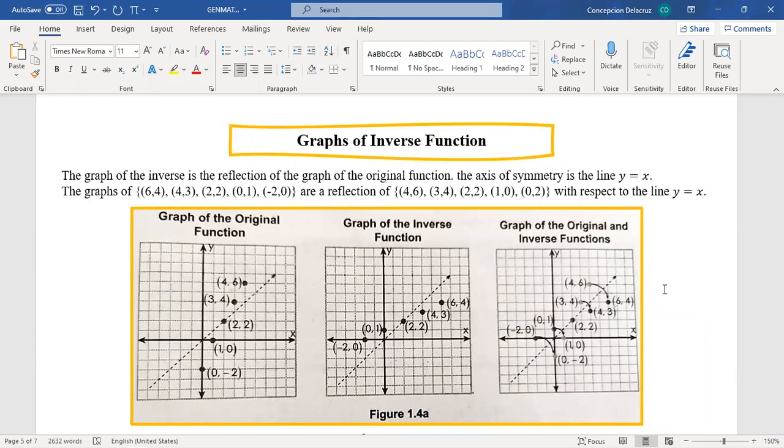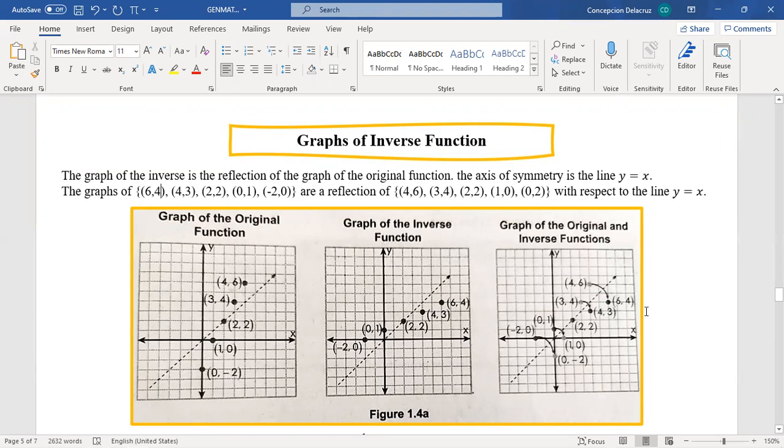Just like this one. First example, these are graphed as points, not lines. So we have here 6, 4, 4, 3, 2, 2, 0, 1, and negative 2 and 0, which are the reflection of 4, 6, 3, 4, 2, 2, 1, 0, and 0, negative 2.